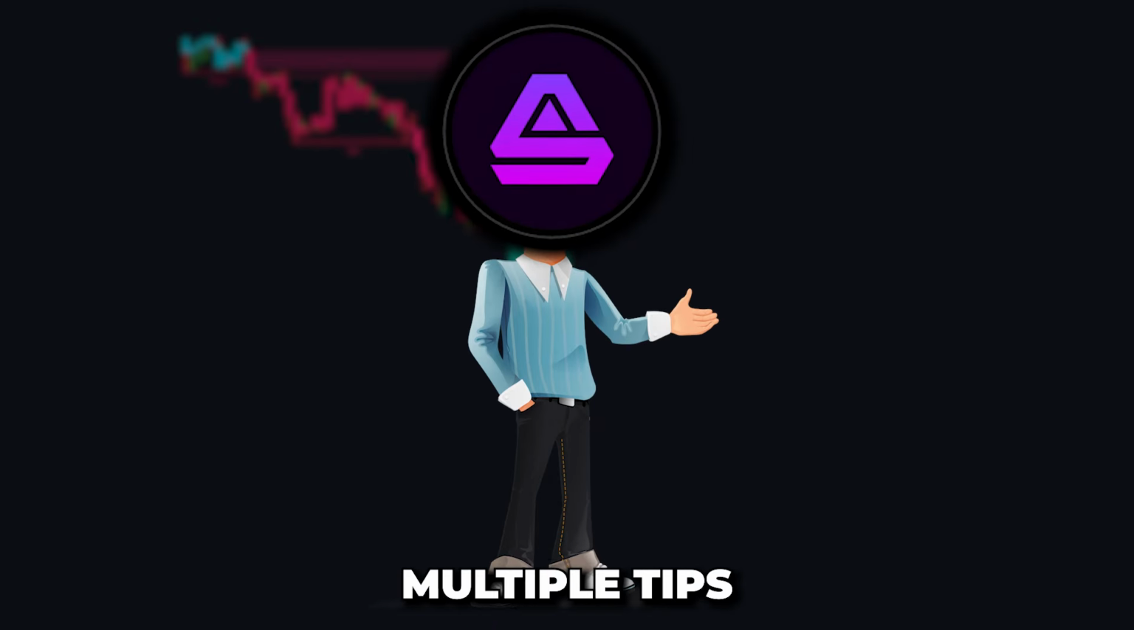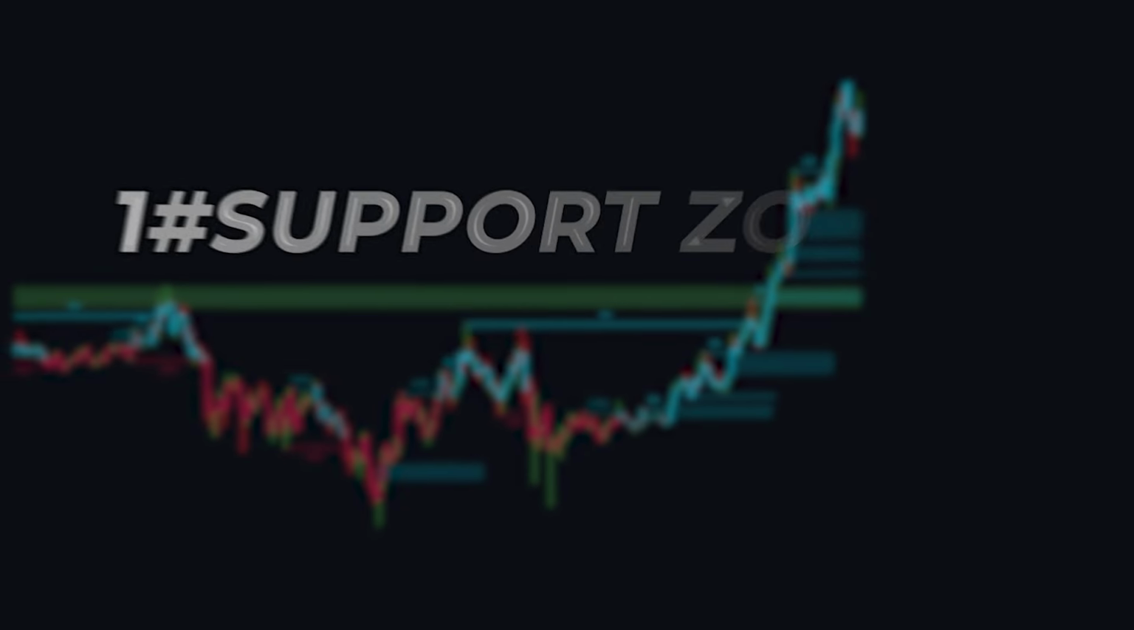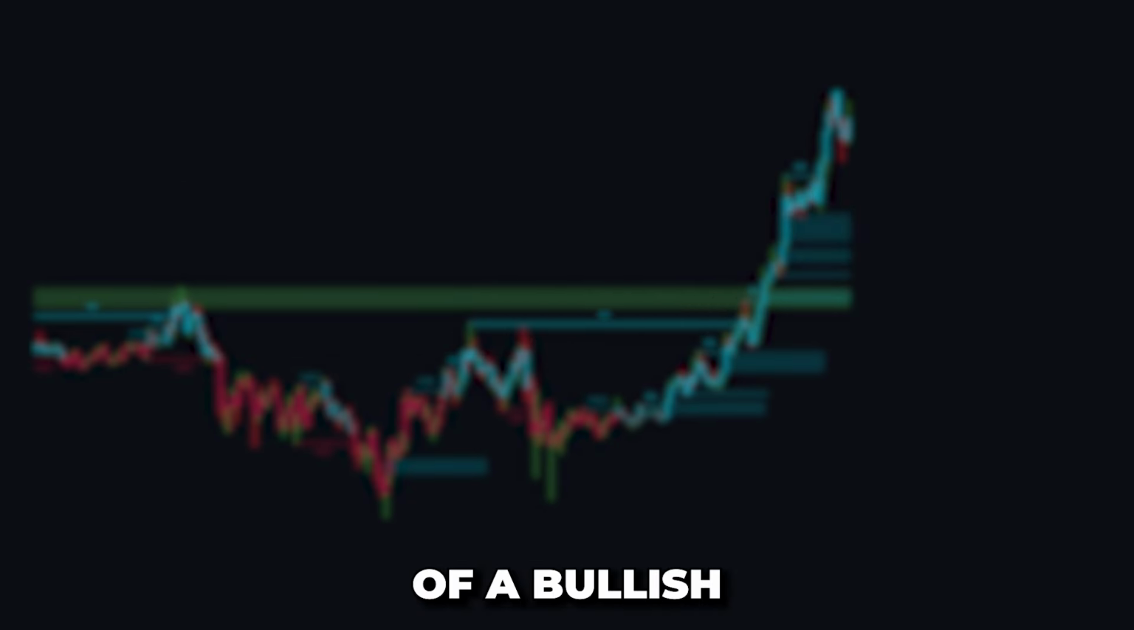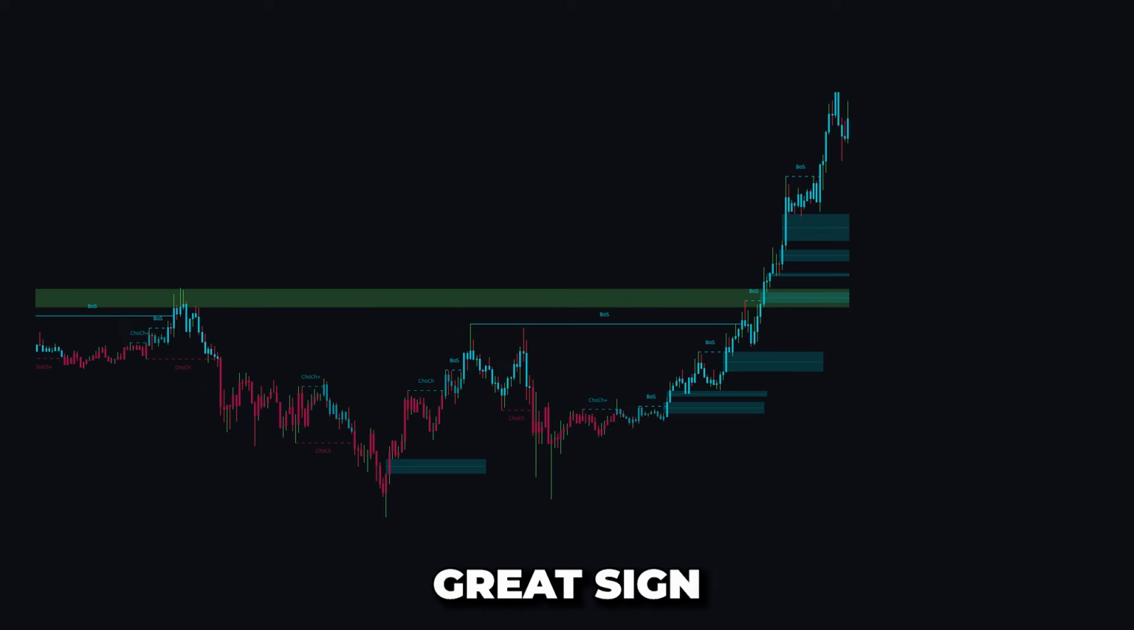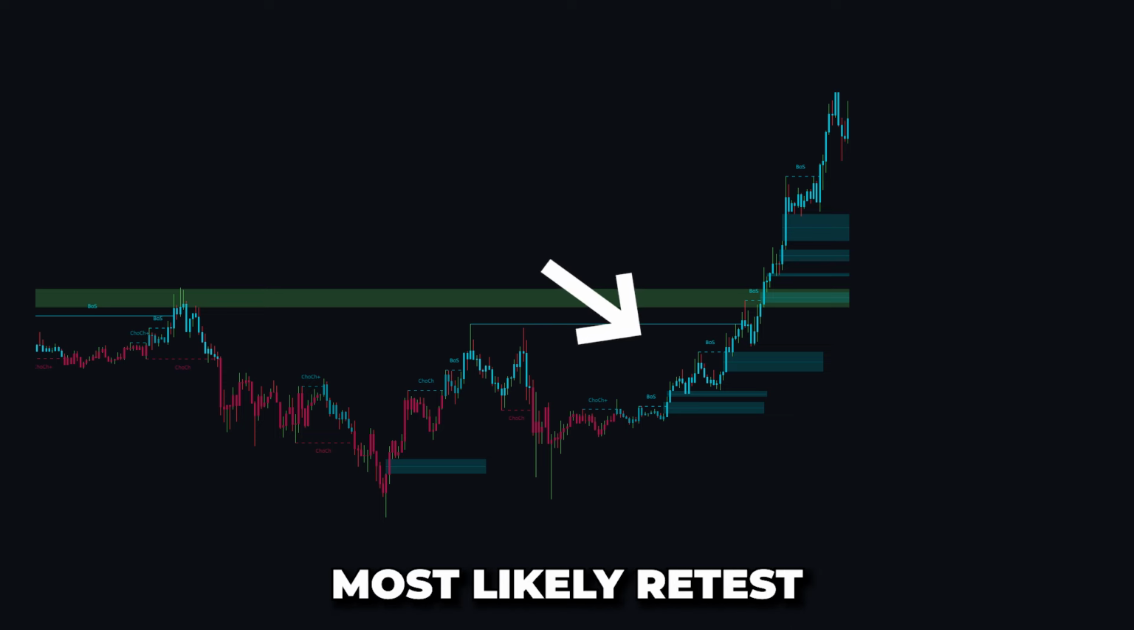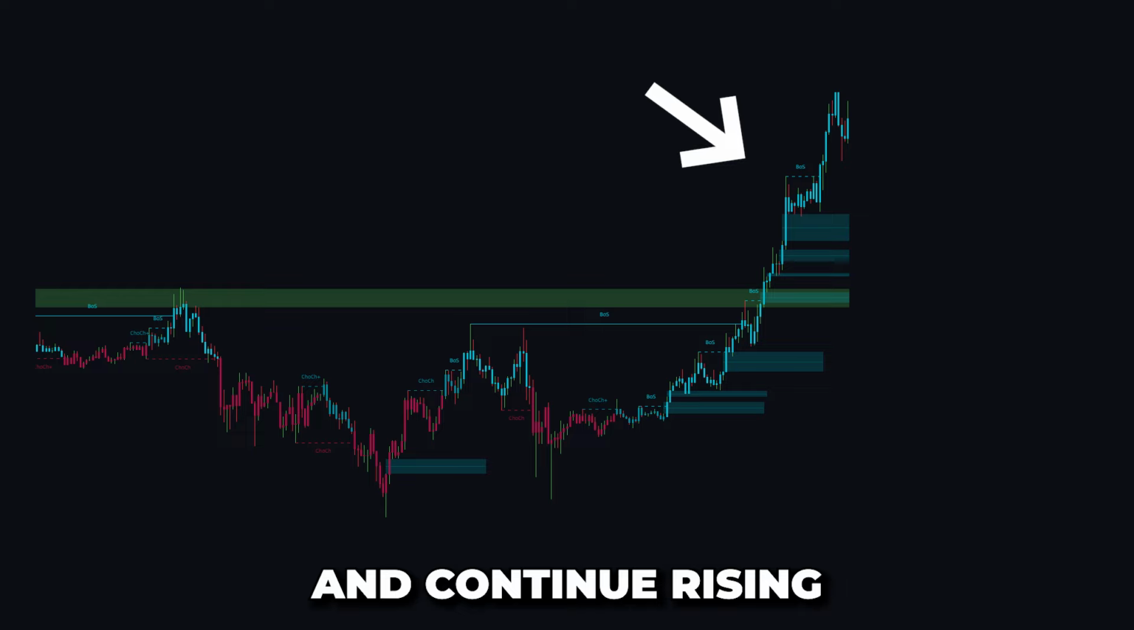But I have multiple tips for you to trade fair value gaps with the highest accuracy possible. First tip, if you notice a support zone in the middle of a bullish FVG, this is a great sign for a long entry because this level is super strong and sellers don't have much chance to break the fair value gap, and the price will most likely retest the FVG and continue rising.